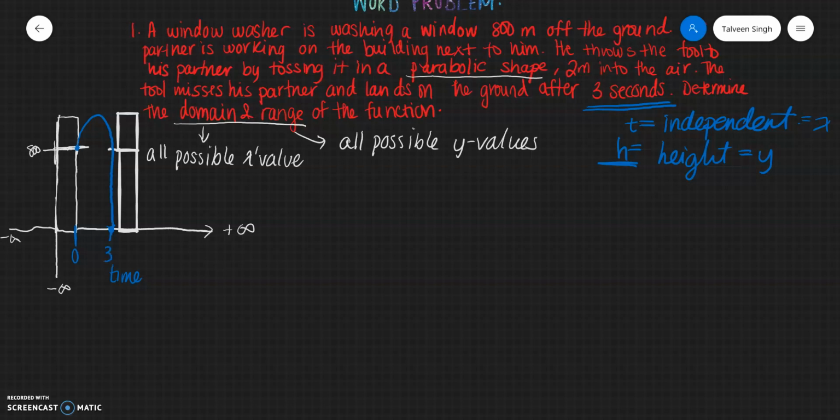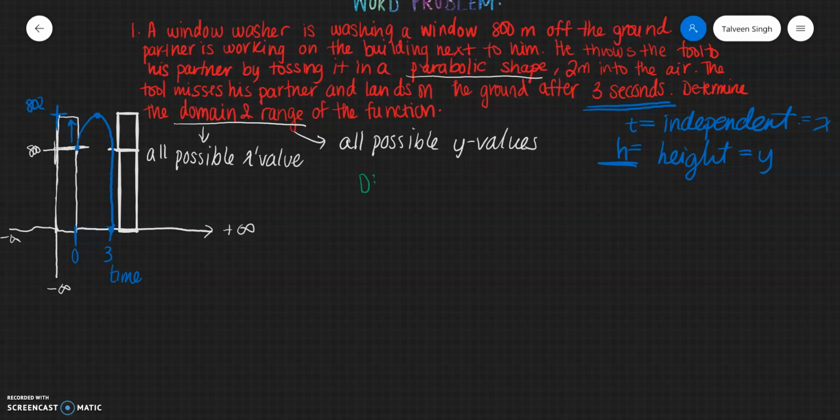Okay, and then he says that it's 2 meters higher than 800. So I'm going to go up to 802, right? I'm just going to add 2 meters to 800 because that's where my maximum is going to be. So now that I'm looking at this function, I'm going to try to determine my domain and range.